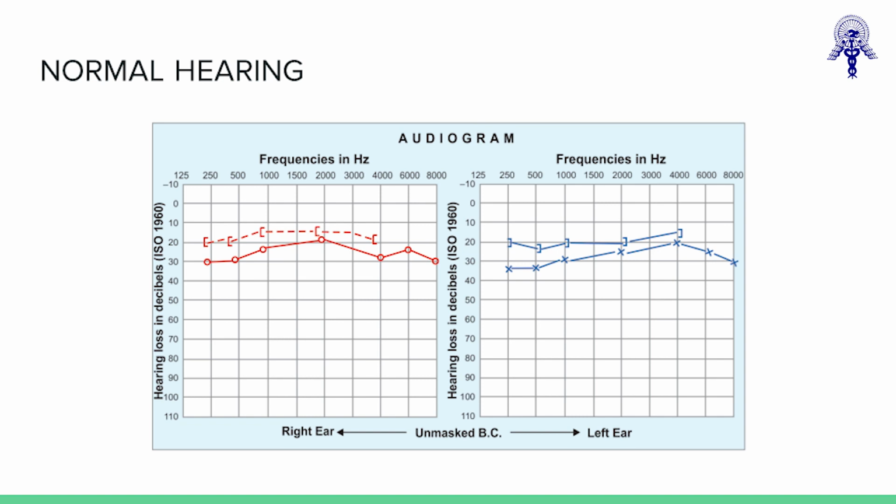Three things to note: the bone conduction curve, where it is; the air conduction curve, where it is; and the air-bone gap in between. These three things will dictate whether the person has normal hearing, conductive deafness, sensorineural deafness, or mixed. From the curve on the left half, the right ear, the bone conduction curve is around 15 to 20 decibel.